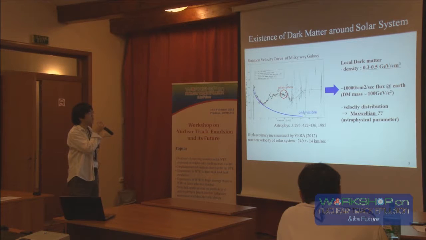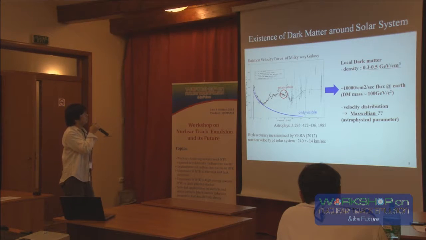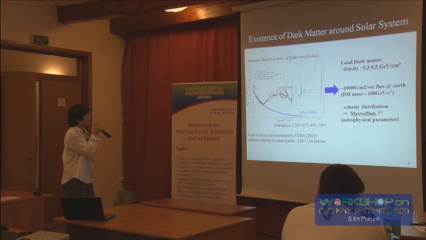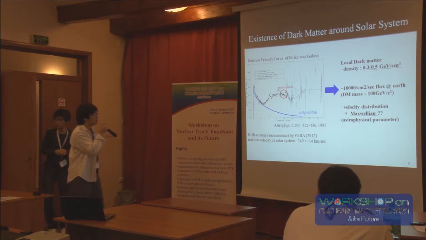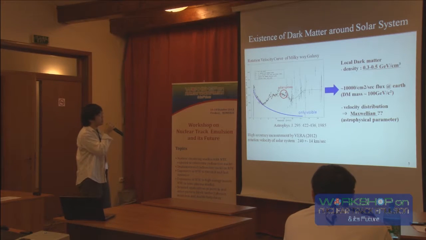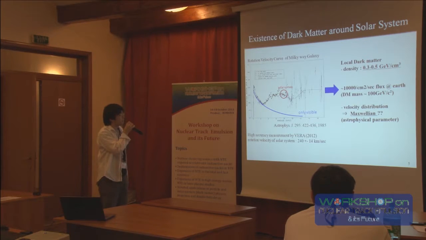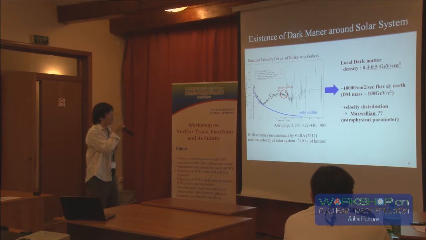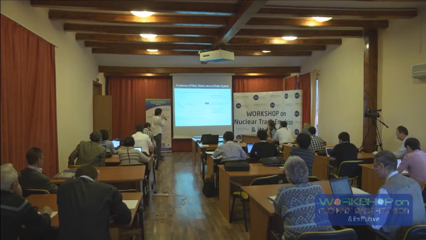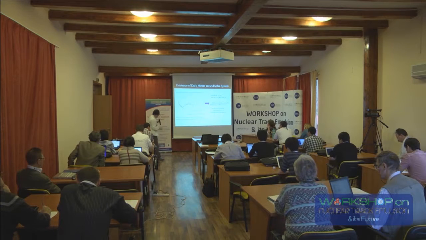The velocity distribution of dark matter is also supposed to be limited in maximum speed by the escape speed of the galaxy, and the distribution is almost supposed to be Maxwellian. This is one of the theoretical types, and some other theories exist, but Maxwellian is the simplest solution.